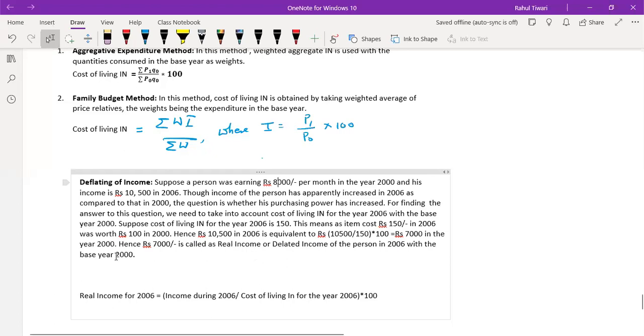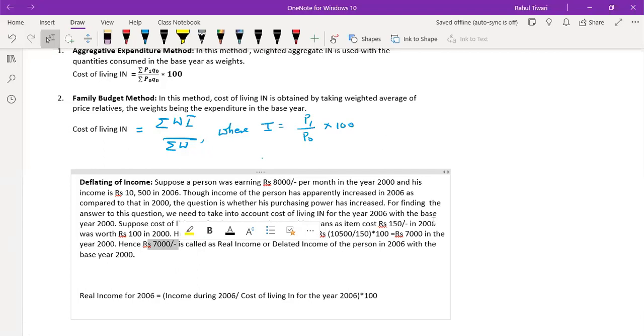If you look carefully, this 7,000 is called the real income or deflated income of a person in 2006 with the base year 2000. Actually, your income at that time was 8,000 rupees, so you had a benefit of 1,000 rupees. But if you calculate real income, the real income is only 7,000 rupees in comparison. Getting my point? So this is the way.